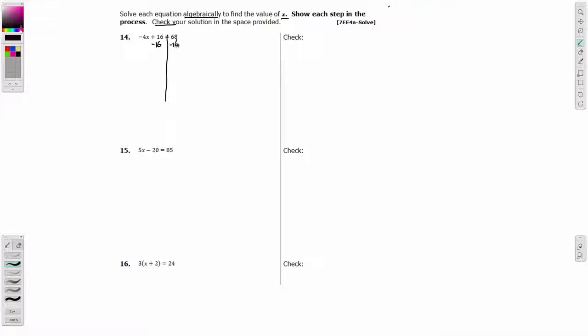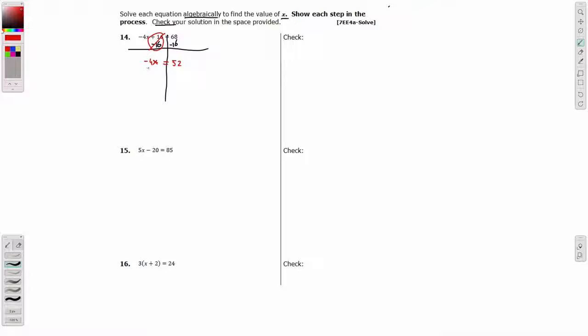Subtract 16, subtract 16. Make a nice long line to show that I've now got a new equation. For this next step, I'll pick a different color. Now I made 0 here because positive 16 minus 16 equals 0. So I only have negative 4x equals, on this side, 68 minus 16, which is 52. Now my new equation says negative 4x equals 52.